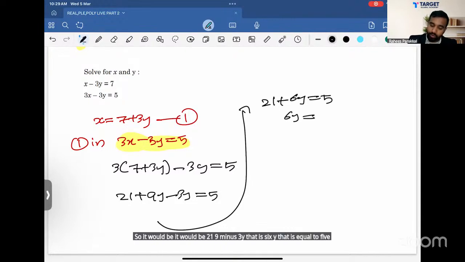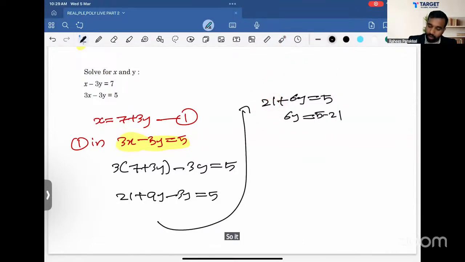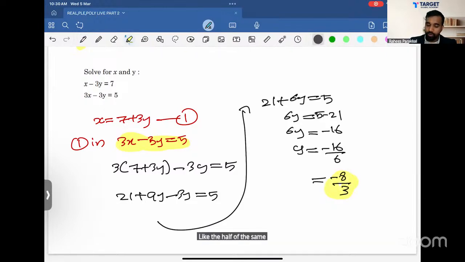6y, that is equal to 5 minus 21. Move to that side, 5 minus 21. So it is 5 minus 21, that is minus 16. 6y, that is equal to minus 16. Y is equal to minus 16 by 6, that is equal to minus 8 by 3. Take the half of the same. Then we will get y is equal to minus 8 by 3.